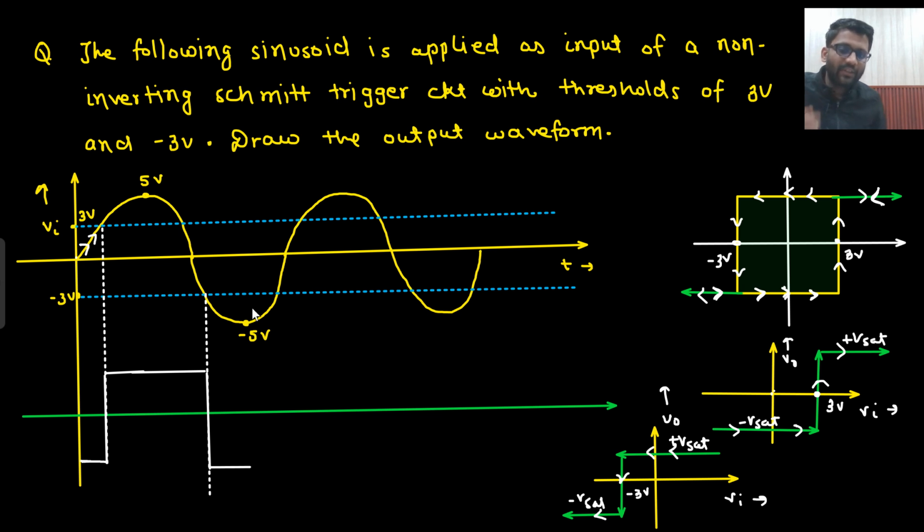Now after minus 5 what is happening? Input is again increasing. So I will again come back here. It is increasing from minus 5 to plus 5. So what will this characteristic say? That your input is increasing from minus 5 to plus 5, so until you cross 3 volt, your output should be minus Vset only.